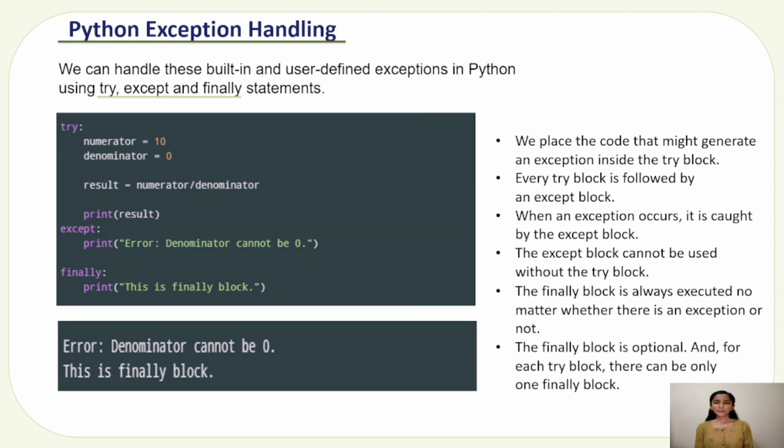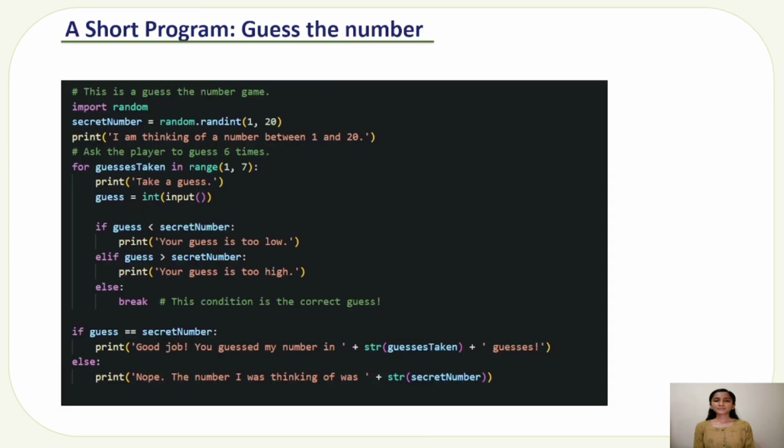Now let's look into the example. In the try block we have two variables, numerator and denominator, with the values 10 and 0 respectively. We are dividing numerator by denominator, storing the value in result, and printing the result. Since the denominator is 0, we have an exception. So in the except block we print "error denominator cannot be 0". And in the finally block we print "this is finally block". So we get the output as "error denominator cannot be 0". "This is finally block".